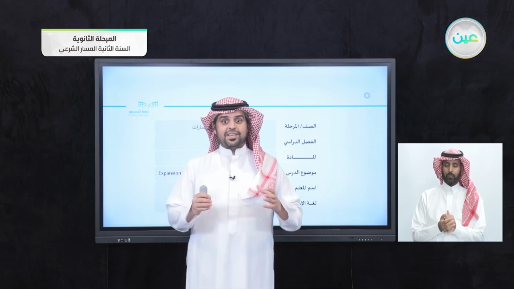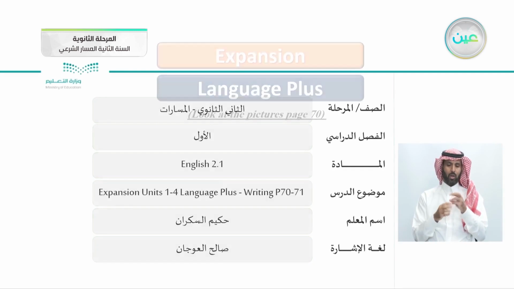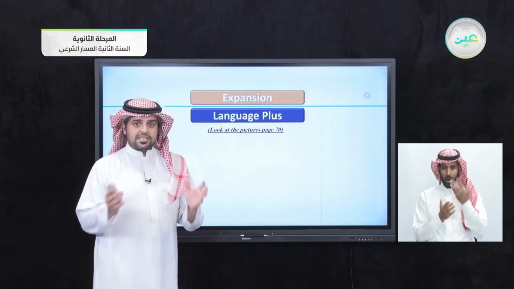I hope that you're happy and healthy and ready for today's lesson, which is the expansion units 1 to 4. We'll take two lessons today, the language plus and the writing lesson on pages 70 and 71. So the language plus, if you open your book, page 70, you will see 6 pictures.